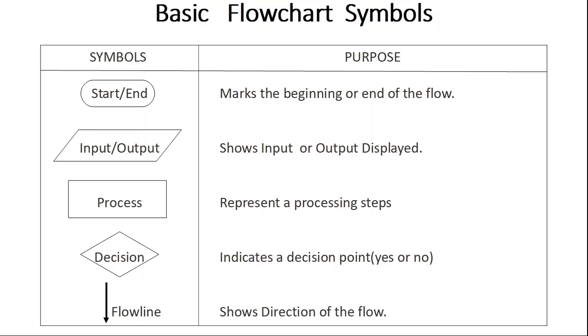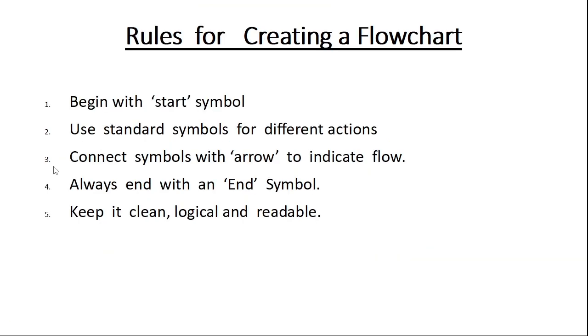We also have another one called flow line. This connects the shapes used in a flowchart diagram. You will be using an arrow most of the time to connect the shapes. That is, it shows the direction of the flow of your flowchart diagram. The symbol used is an arrow. So now let's move on.